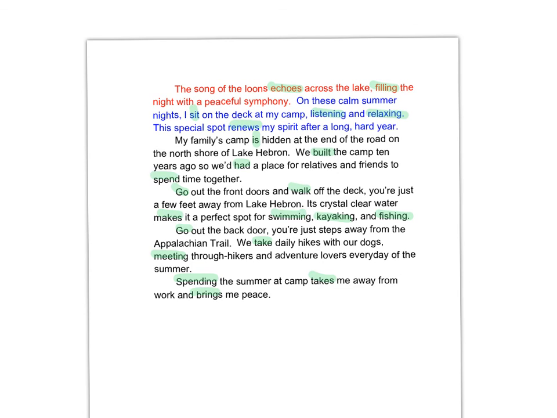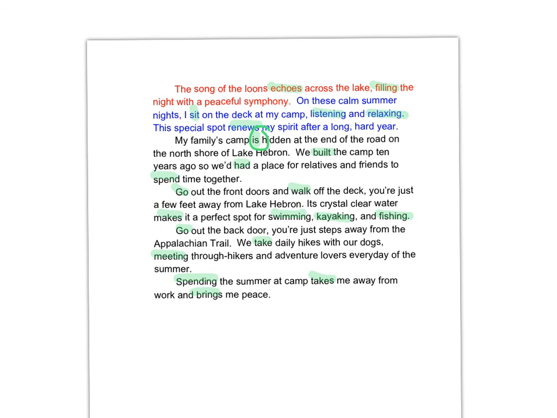So I really only have one that I would consider a weak verb. My family's camp is hidden. So maybe instead of saying my family's camp is hidden, I might say my family's camp hides at the end of the road on the north shore of Lake Hebron. And that almost gives my camp a kind of personification. It gives it that sense that it's alive.